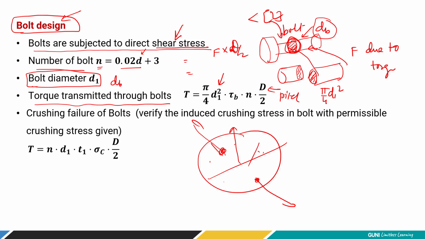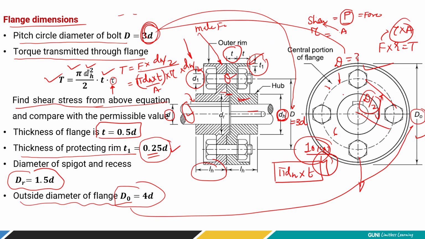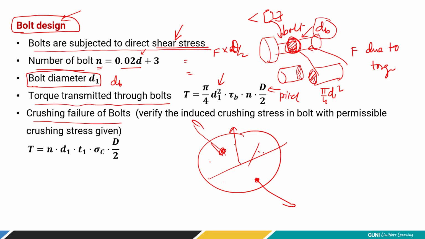Now, crushing failure of bolt. There is one more possibility. If you look carefully, the flange and the bolt body are touching each other, like over here. Because of the application of torque, there are chances that the circular geometry, the outer shank diameter and the hole diameter of the flange, are going to crush. They are going to compress each other, forcing against each other. So there are chances of crushing failure of bolts.